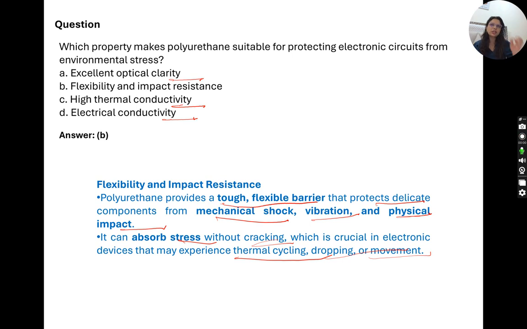And so you just need to understand which kind of polymers has which kind of property, so that they can be used for different kinds of sectors, or I can say industries.